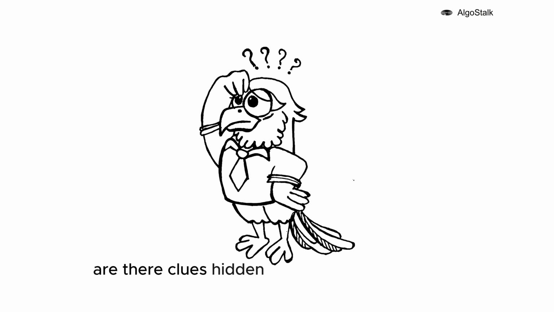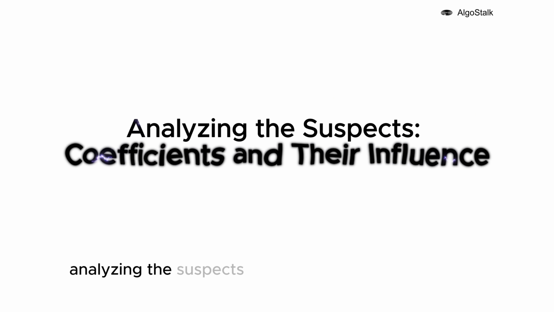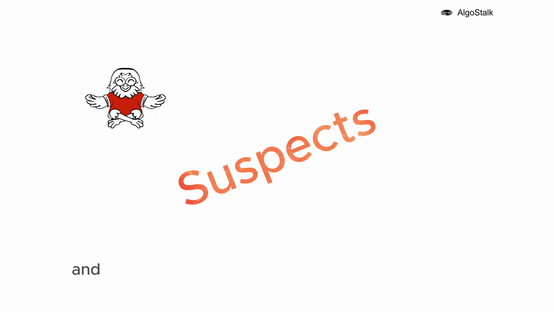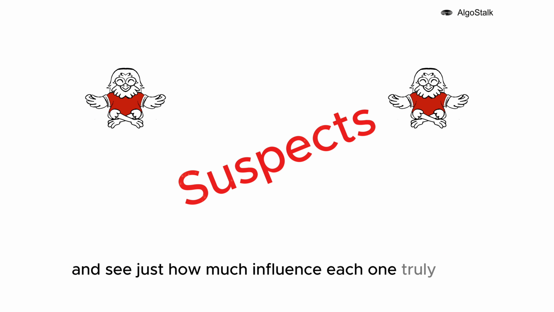Are there clues hidden in our data or techniques we can apply to help our model break free from the chains of overfitting? Analyzing the suspects, coefficients, and their influence. Now, detectives, let's shift our focus to the suspects themselves and see just how much influence each one truly holds.